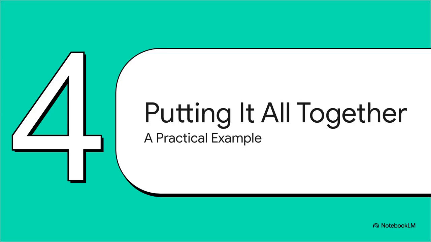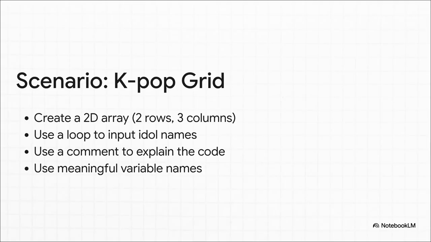All right, theory is great, but let's make this real. It's time to see how this all clicks together in a fun, practical example that really shows off the power of a 2D array. Here is our mission, should you choose to accept it. We're going to build a grid of K-pop idols. The plan? We need a 2x3 table to hold all their names. We'll use our new nested loop skills to fill it up. And of course, we're going to use good habits like clear variable names to keep our code super readable.